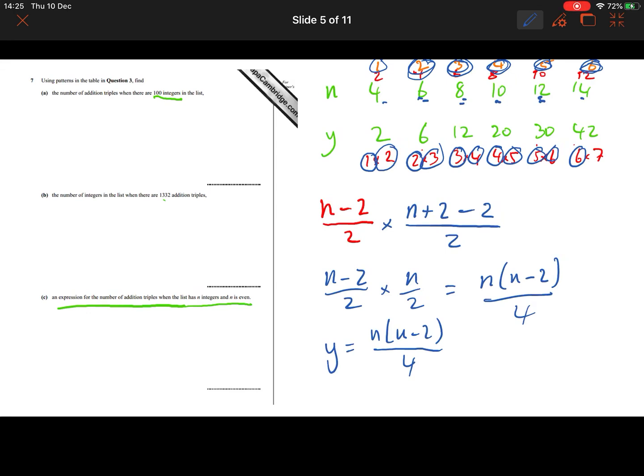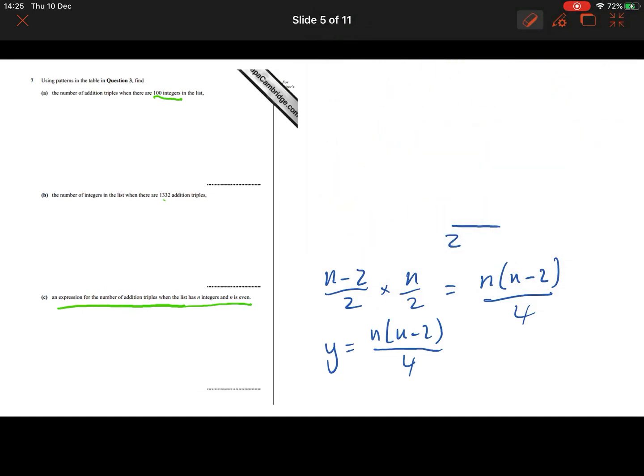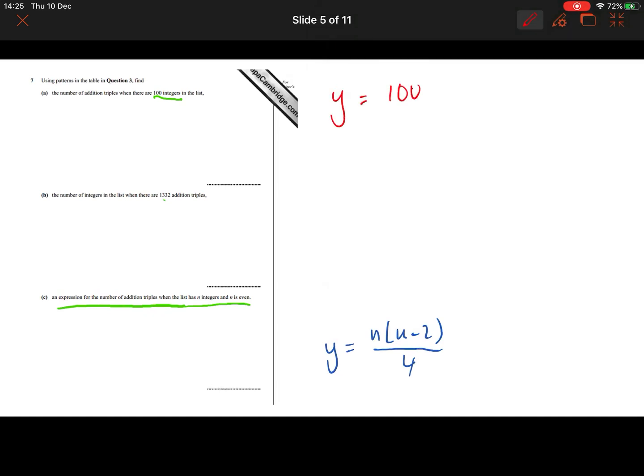Very, very tricky stuff. But if you manage to achieve that, part A and part B are very, very easy. Let's have a look at what it would be. We're just simply going to substitute in. So y is going to be equal to 100 times 98 over 4. And we'll use a calculator: 100 times 98 divided by 4. There must be 2,450 addition triples.